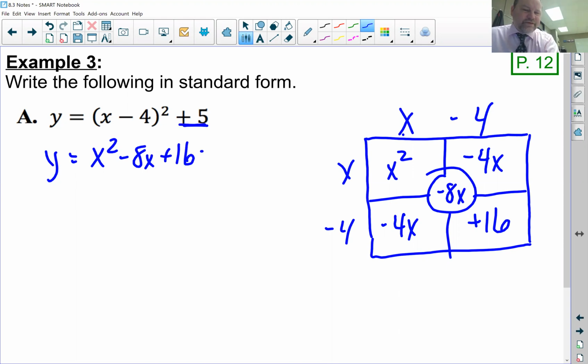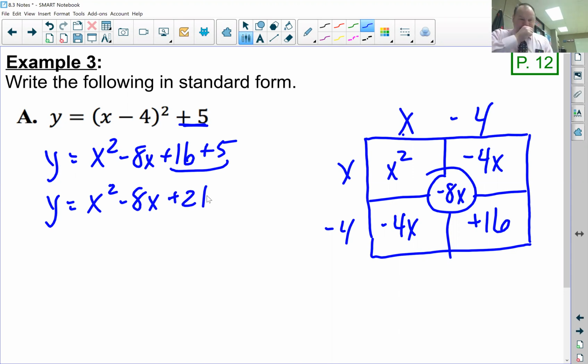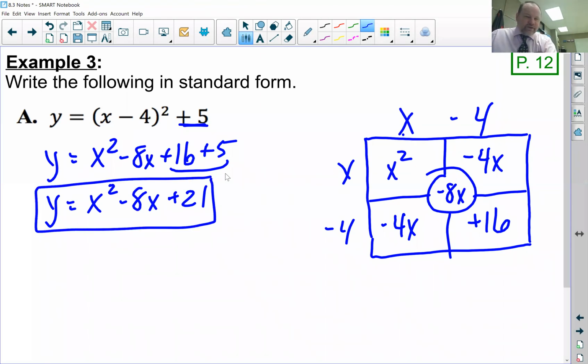And then I also have to have that plus 5. So the last step will always be combining like terms if we have them. So I do have some like terms. X squared minus 8x plus 21. Okay, and that's in standard form. Good thing we didn't have to graph that one, because plus 21 for a y-intercept would be way up off of our graph. But that is going from vertex form to standard form.